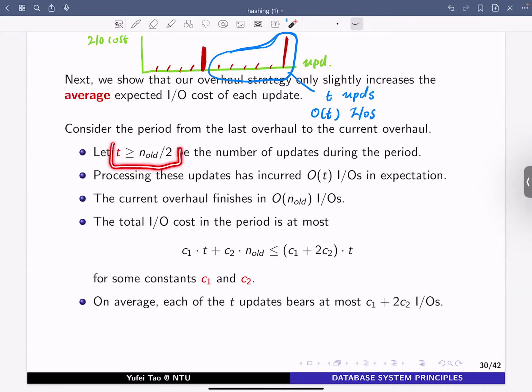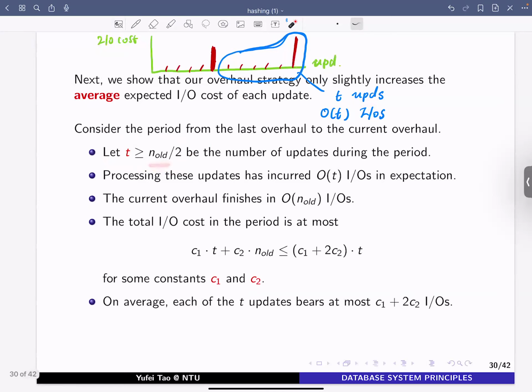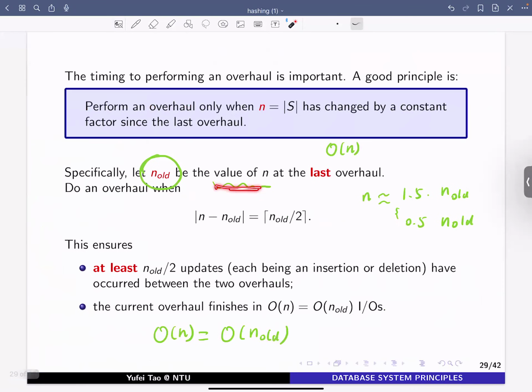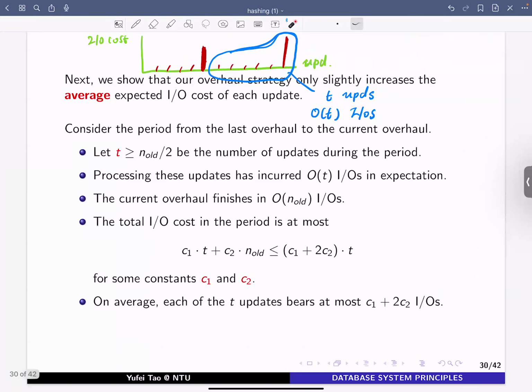On the previous slide, I already explained that this T, once again, is the number of updates in the blue period between two overhauls, right? So I already proved to you that the number of updates is at least N0 over 2, right? So remember this N0, as you can see here, is the value of N at the last overhaul. So processing all these updates requires big O of T IO. So here it counts for all these short updates.